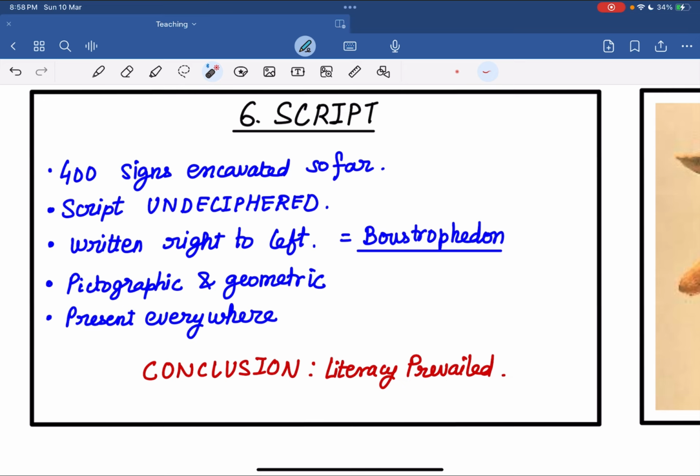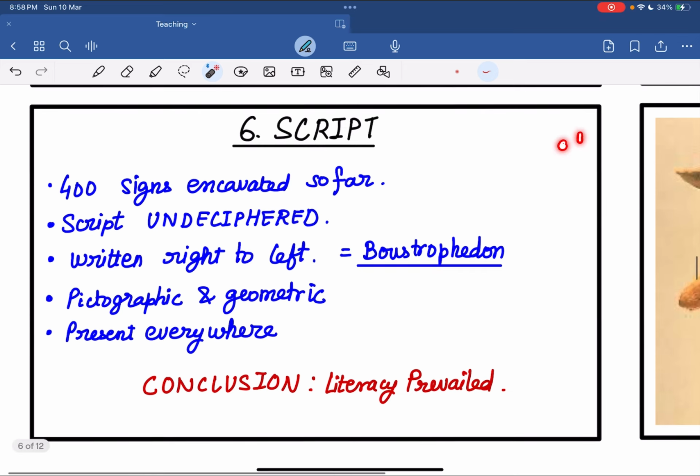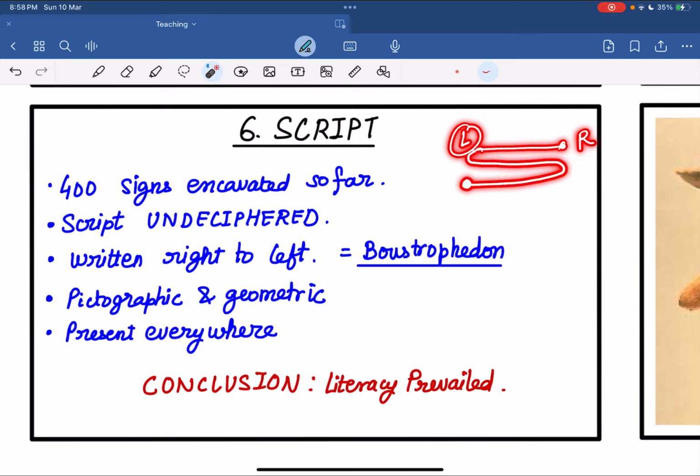Now when we talk about Boustrophedon, one thing is for sure that if you start from right, you have to end it at left. If you go to the second line too, you will have to end it here. So it always ends on odd numbers. It will end on the left only. It will not end here, it will end here. This script was both pictographic and geometric. We have got multiple pictographs and geometric signs that have been excavated.